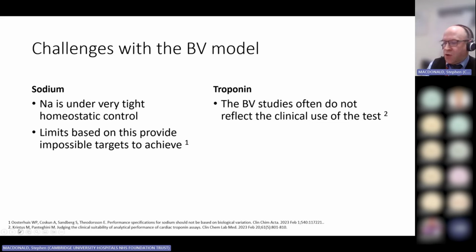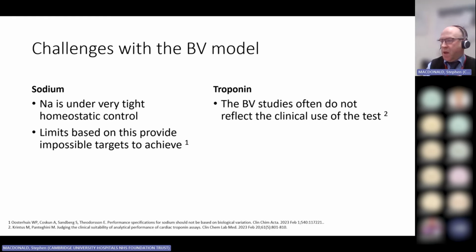And reference 2 down here, Crintis and Pantaghini, which is an absolutely tremendous paper in my opinion, really highlighted how biological variation studies have to be designed with the clinical use of the assay in mind first. There's no point in measuring what the weekly variation of a troponin result is if you're trying to do hourly measurements in an acute coronary syndrome patient. And they found that the biological variation for troponin, a lot of it was actually irrelevant because it wasn't using the clinical use of the test.